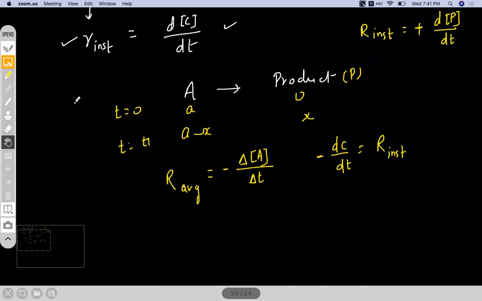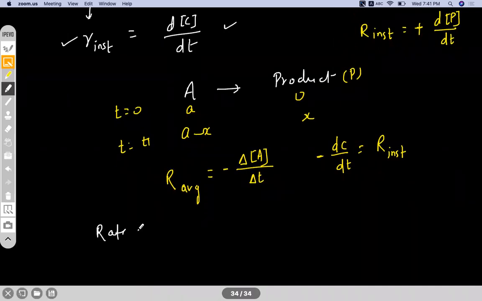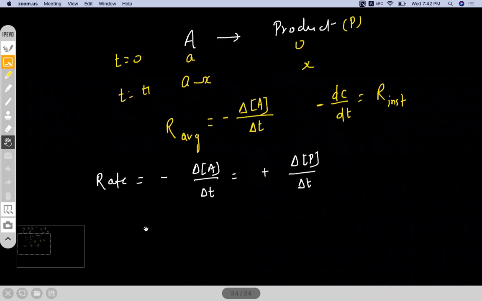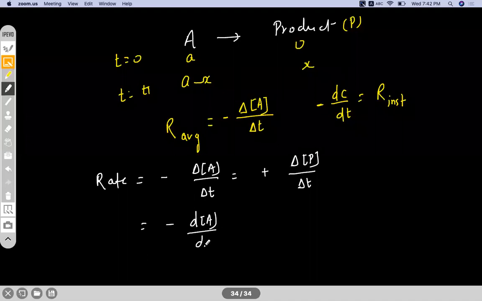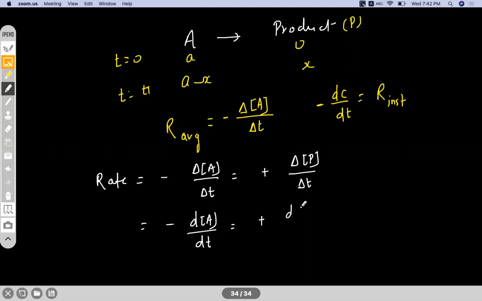Okay, so overall, the rate of this reaction we can write: rate equals minus of delta concentration of A by delta t, equals plus of delta concentration of product P by delta t, average. Instantaneous, if you write, that would be minus of d concentration of A by dt and plus of d concentration of P by dt. Got it? So for the product we write the positive sign. It's relative. So for the reactant, it is negative, and for the product, it is positive.